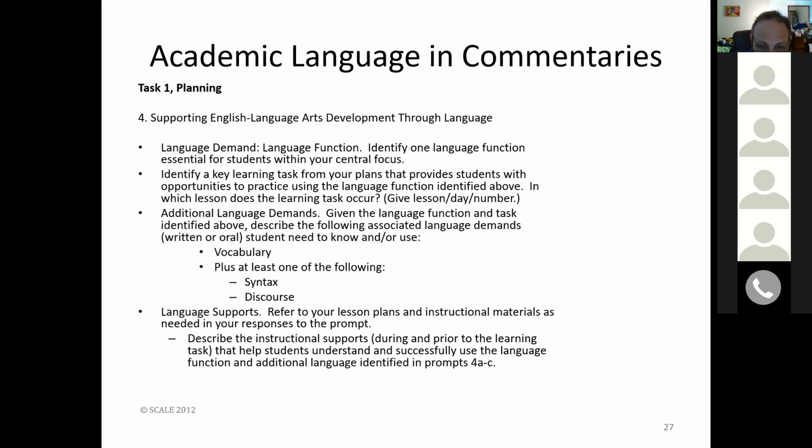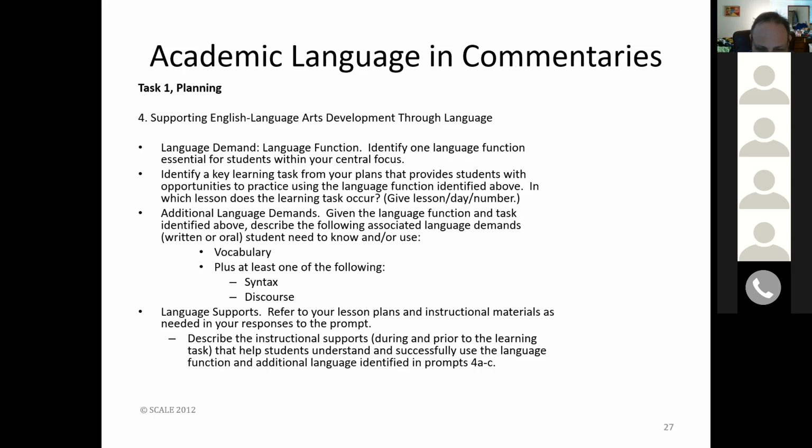Language demand, language function. Identify one language function essential for students within your central focus. Where are you going to get your central focus from again? IEP. Yes, IEP, very good. Identify a key learning task from your plans that provides students with opportunities to practice using the language function identified above. In which lesson does the learning task occur? Give the lesson, the day, and the number.